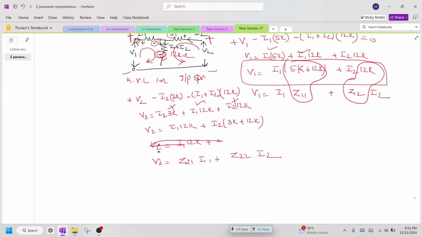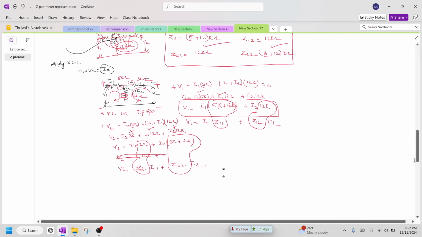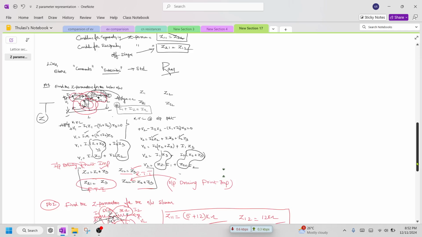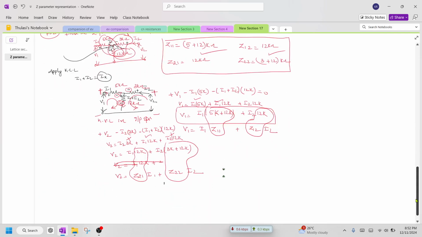This you have to remember in the brain. When you compare it with the standard format, you can understand clearly. So Z21 is 12 kilo ohm, Z22 is 3 plus 12. So without solving also we can write down. Z11 is 5 plus 12, the shunt and series branch. Z22 is 3 plus 12.